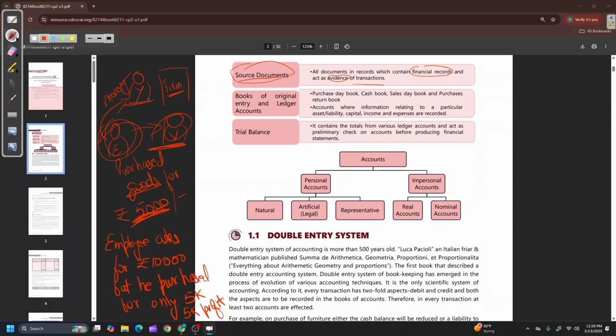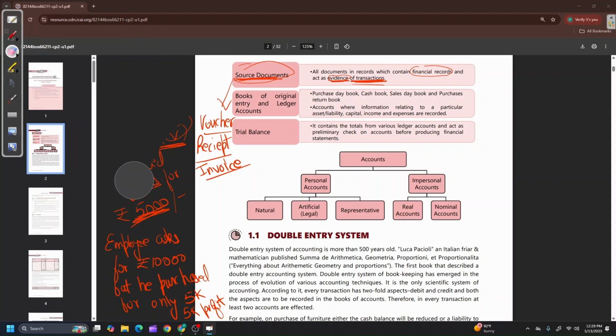So you will say, I want evidence. You will ask for evidence, and that evidence is nothing but the source document. It can be a voucher, it can be a receipt, it can be an invoice. In any way, the employee has to give you a source document as the evidence of a transaction. That is a source document. Okay, this much is clear.